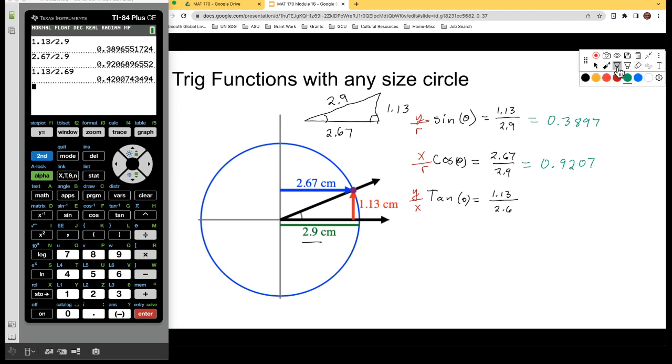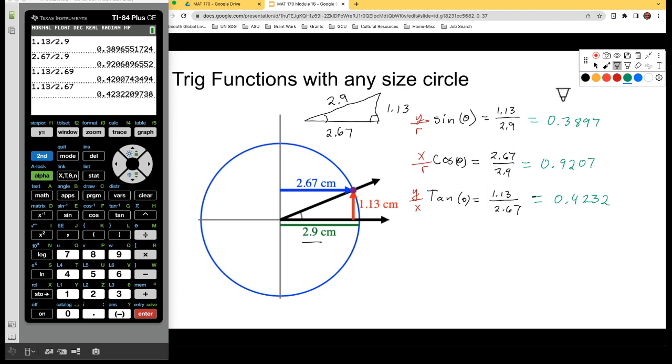If you can't read your own writing, it's time to take a writing class, I guess. 0.67. There we go. Let's go back to green. 0.4232. Okay. So that's how we can calculate those.